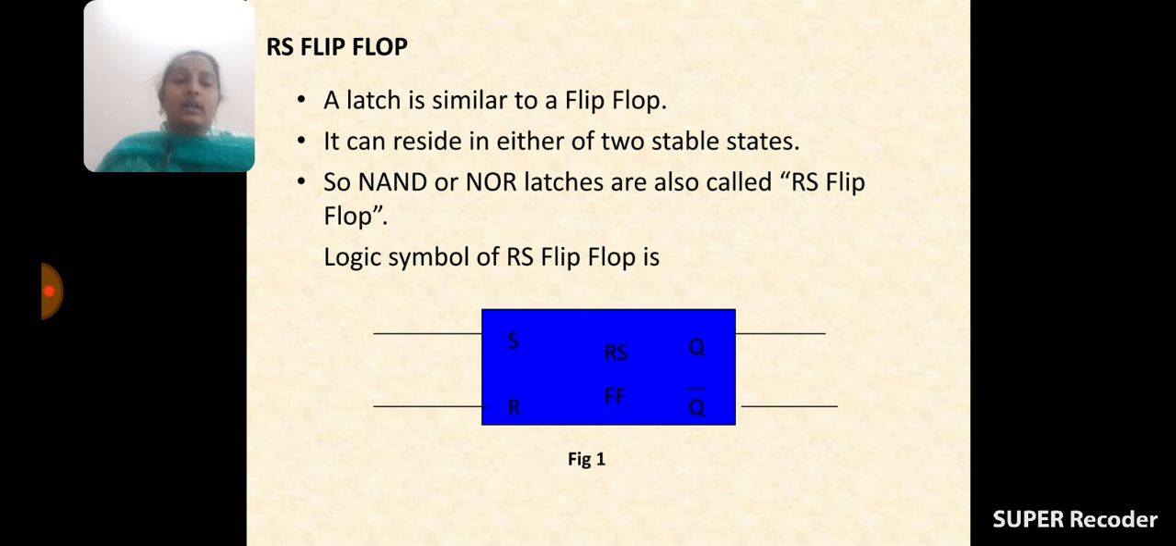So how many types of flip-flops are there? In our last class we discussed: RS flip-flop, JK flip-flop, toggle flip-flop, and delay or data flip-flop also. And one more thing in our last class: what is meant by clock pulse, and what is the need of clock pulse?